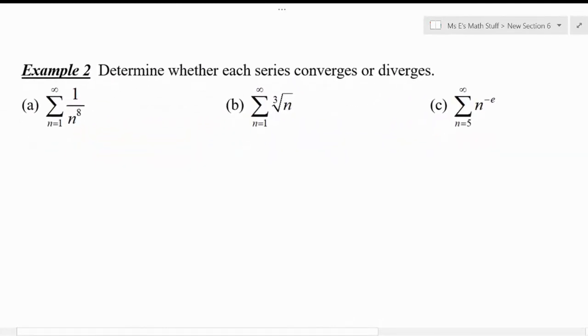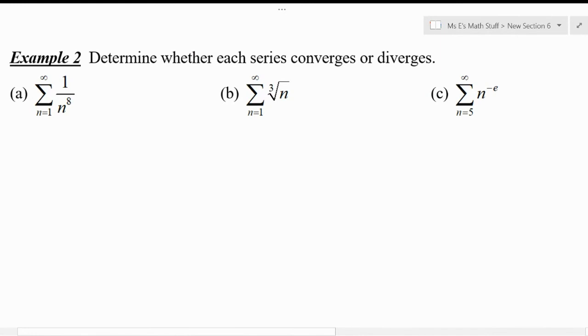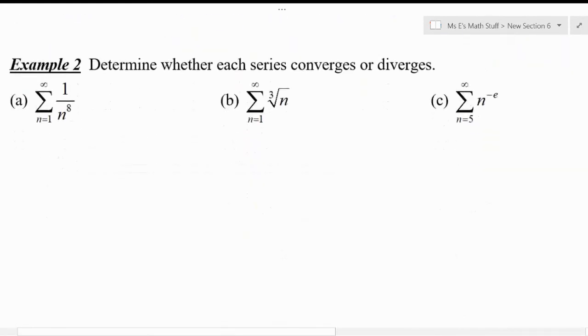So, all right. Using the p-series test, see if you can make light work of example 2, which asks you to determine whether each series converges or diverges.